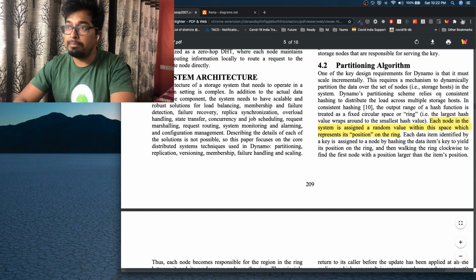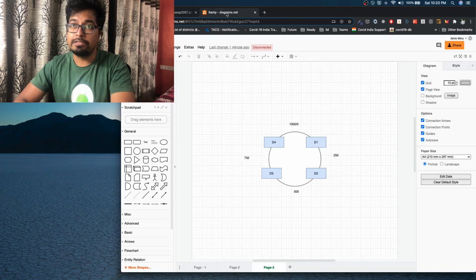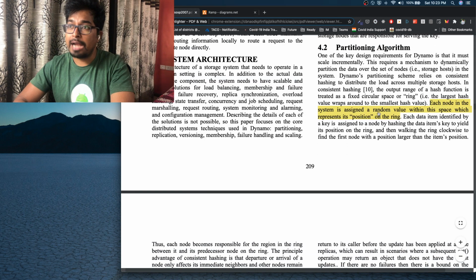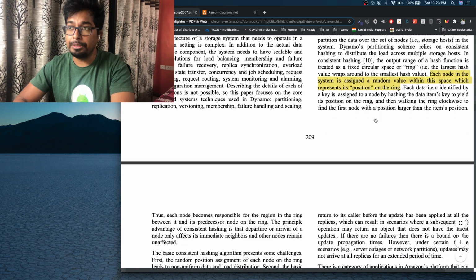Dynamo's partitioning scheme relies on consistent hashing to distribute load across multiple storage hosts. Like I said, in consistent hashing, the output range of a hash function is treated as a circular space or ring. The largest hash value wraps around to the smallest hash value. You can see 1000 wraps around to 0. Each node in the system is assigned a random value within this space, which represents its position in the ring.